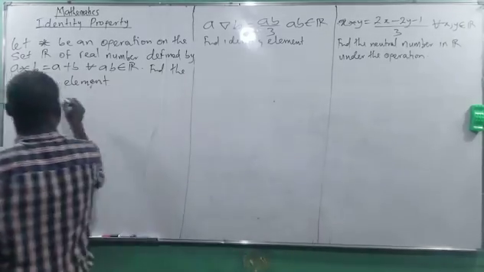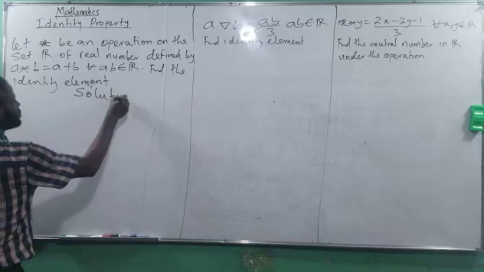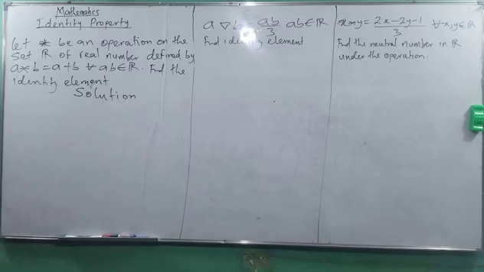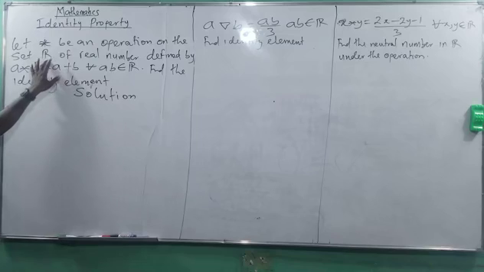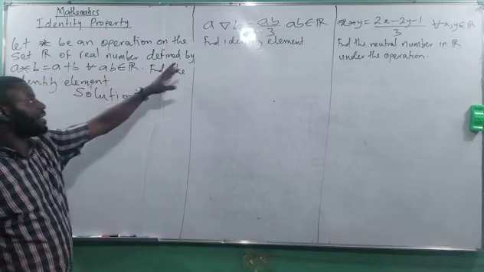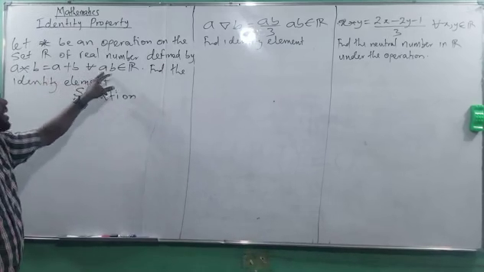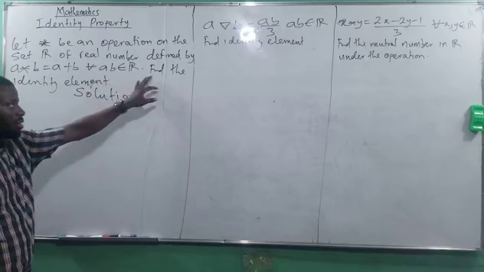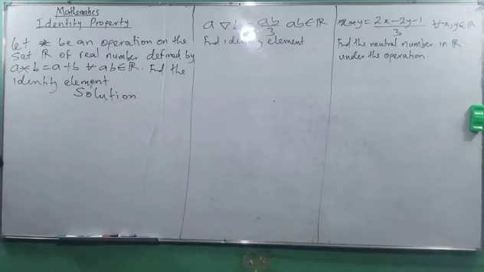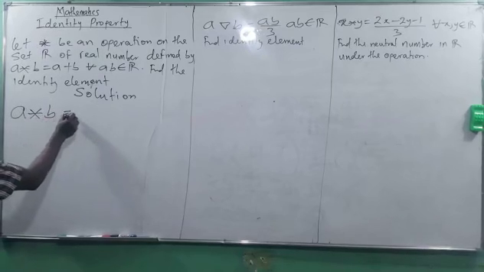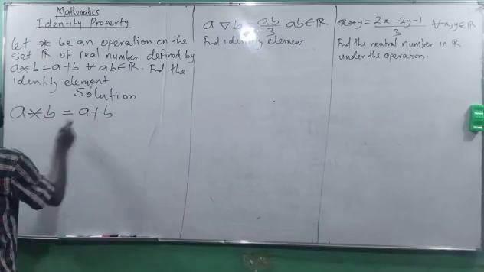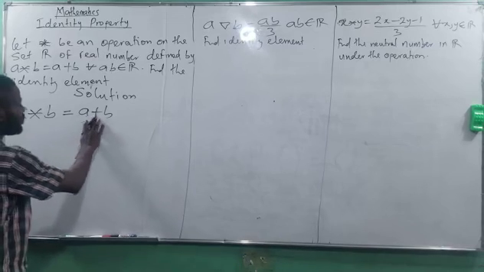Now look at this problem. Solution. The question says, let asterisk, which is star, be an operation on the set R of real numbers defined by this, which is the definition of the operation. For all A, B belonging to R, find the identity element. Now, how do I solve this? The first thing you need to know: A operates with B equals A plus B. This is the operation, and this is the definition of the operation.